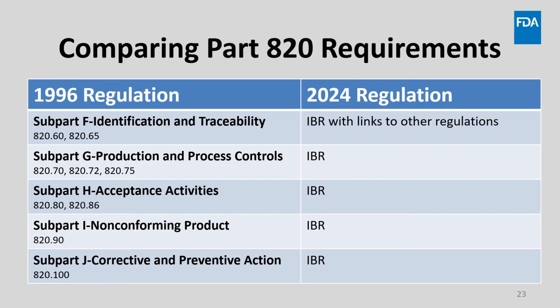Requirements of the 1996 Part 820, subparts F through J, were revised to be incorporated by reference to ISO 13485-2016 for these requirements: identification and traceability, production and process controls, acceptance activities, non-conforming products, and corrective and preventive action. This includes requirements that are linked to other regulations for the 2024 Part 820.